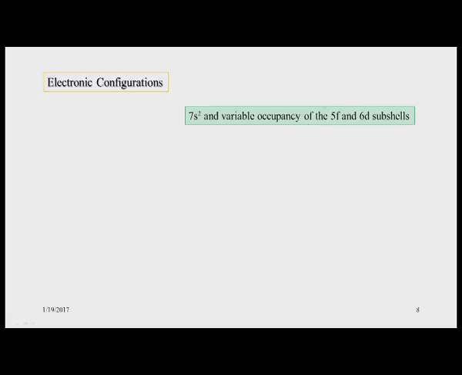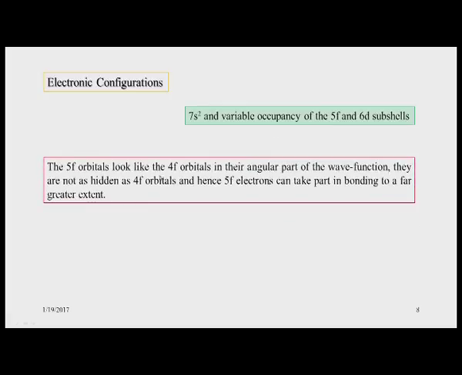The electronic configuration again involves the S, F and D subshells, having variable occupancy, because all three have very close energy values. So, either you can remove the electron from the S level or the D level, or finally from the 5f level. The 5f orbitals look like 4f orbitals in their angular part of the wave function, but they are not so much hidden as 4f orbitals, and so 5f electrons can take part in bonding to a far greater extent.